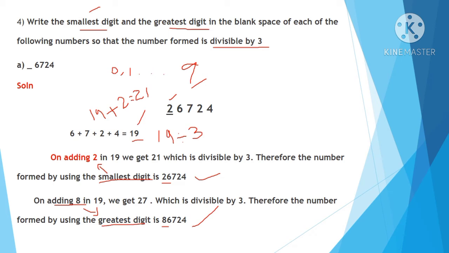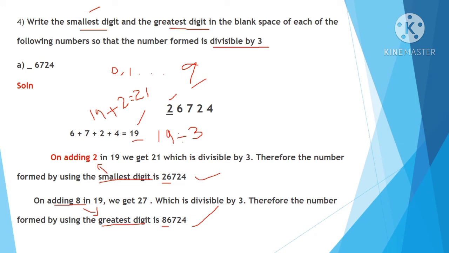Is 21 divisible by 3, children? Yes. We know that 7 threes are 21, so 21 is divisible by 3. Therefore, what is the smallest digit we are adding there? 2. Check it here, we are adding the smallest digit 2. So, you got it. Now check for the greatest digit.